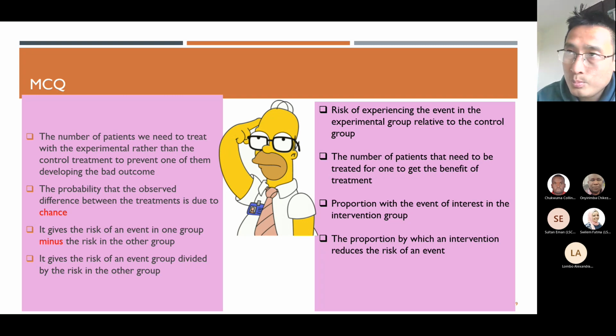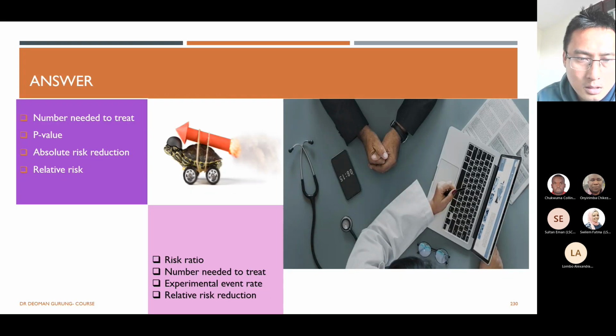And what is the ideal p-value that we aim for? Less than 0.05. Yeah, 5%.